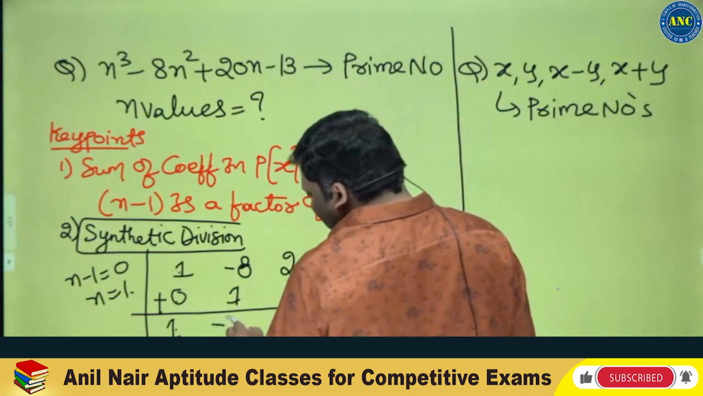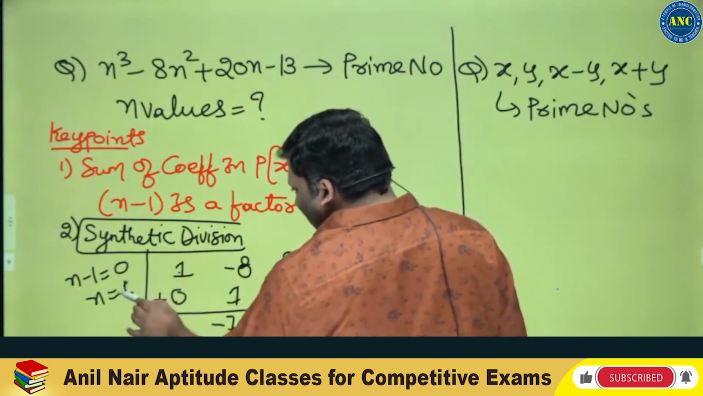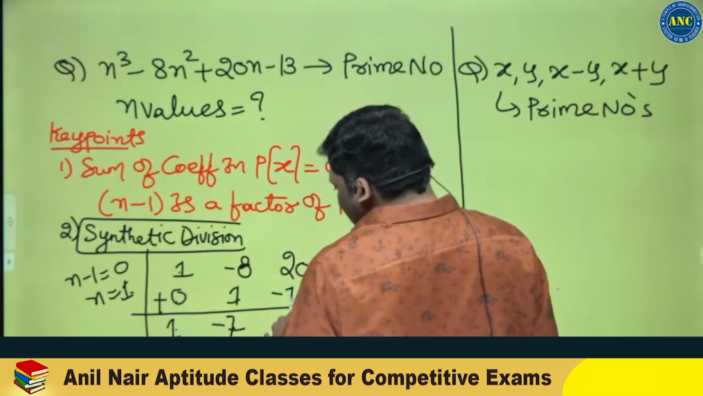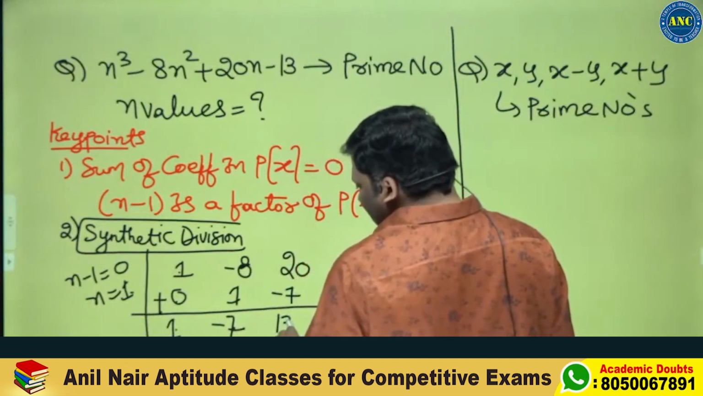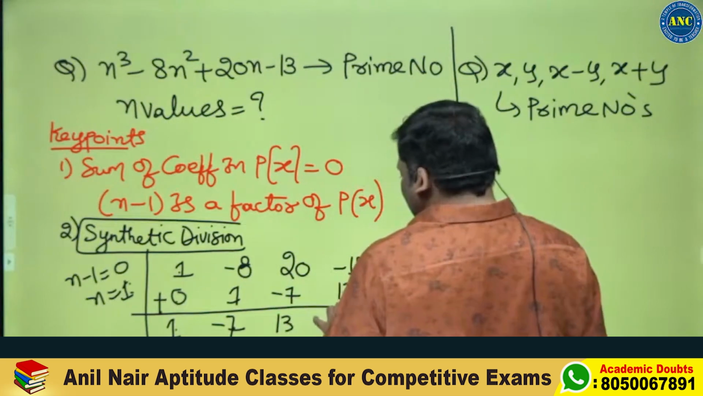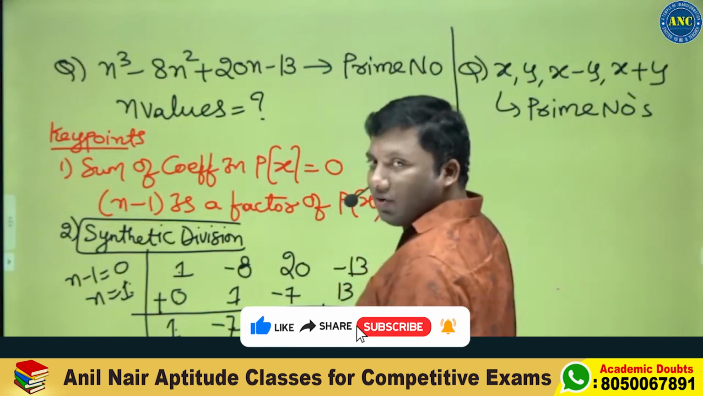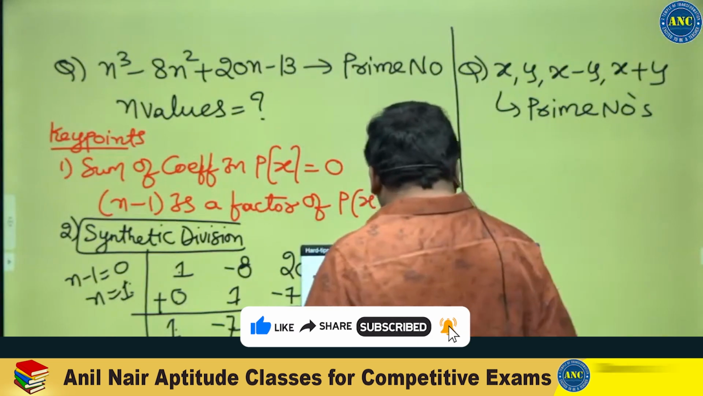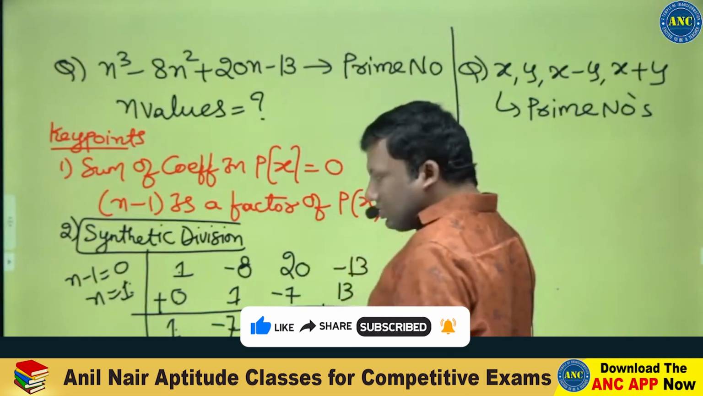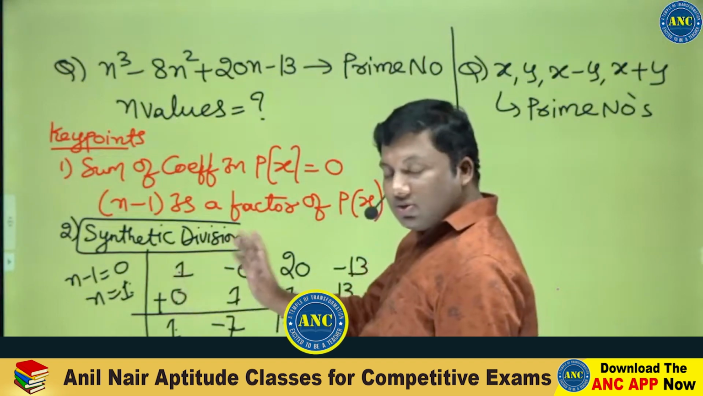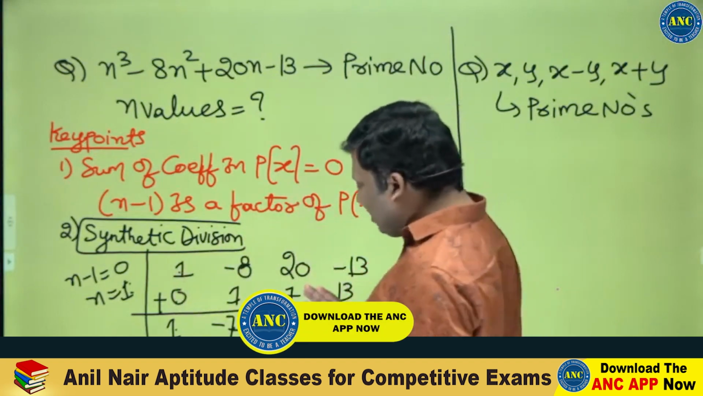Minus 8 plus 1, minus 7. Minus 7 ones are minus 7. 20 minus 7, 13. 13 ones are 13. The last one is 0. The last one is the remainder. If the remainder is 0, that means n minus 1 is a factor. Definitely it is a factor.